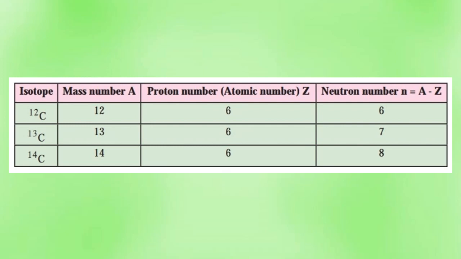For C13, mass number is 13. Proton number is again 6. And neutron number we have to subtract, we will get 7. For C14, mass number is 14. Proton number again the same. And neutron number 14 minus 6, that is 8.